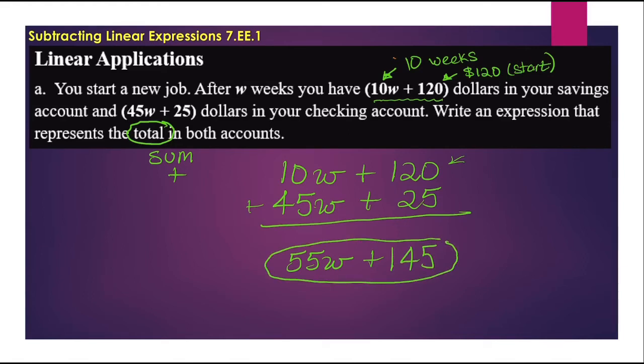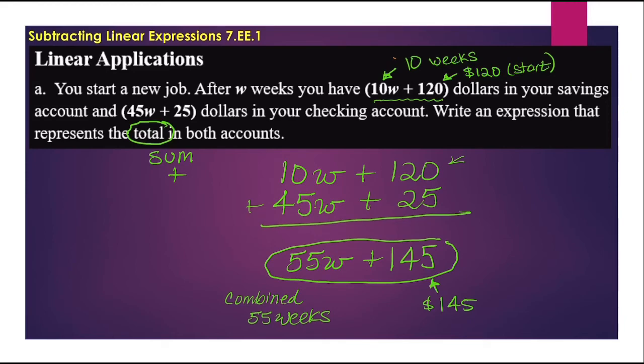So that linear expression right there, if you break it down, just means you have a combined 55 weeks. You've been saving for 55 weeks money in your savings account and in your checking account together. And also, you had $145 to start. That's what that all means. So 55 weeks total have passed by in your savings and checking account, and you have $145.